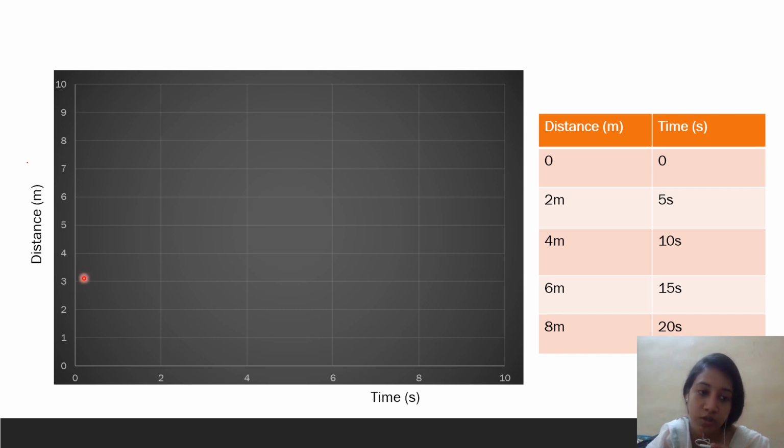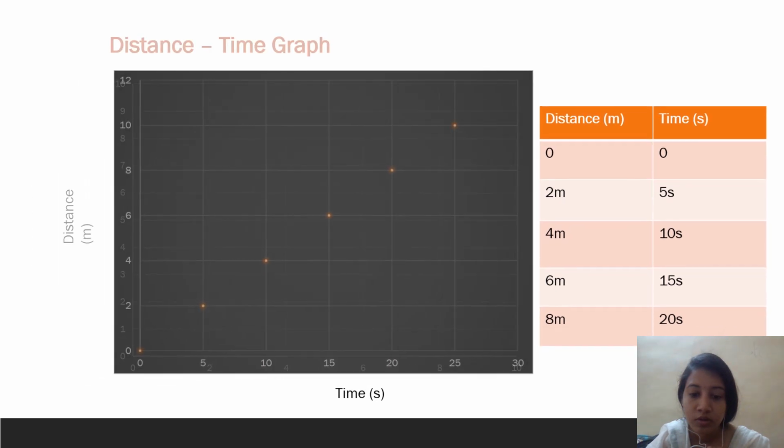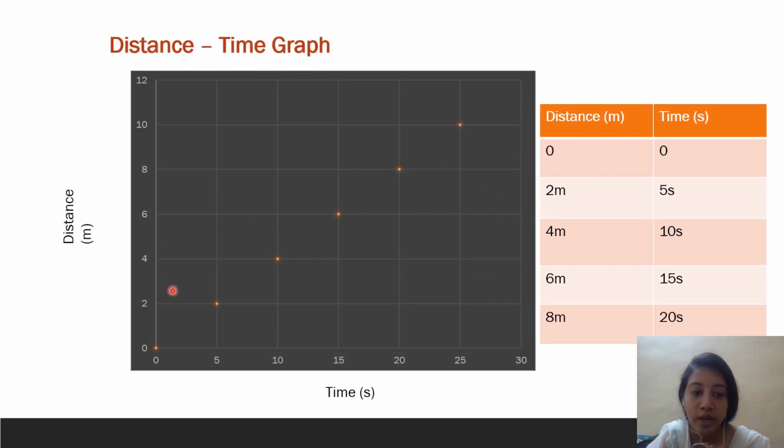So we can plot it in this graph and see for the time. For our time, the minimum value is 0 and the maximum value is 20. As you can see, it starts from 0 to 10. So we have to scale this up and make it go up to 20. So now I have taken a much bigger scale so that all these values will be included here.